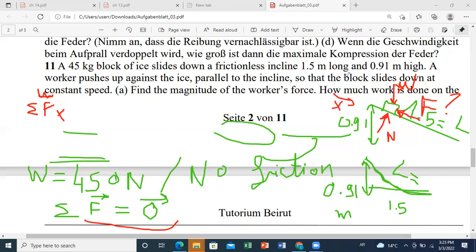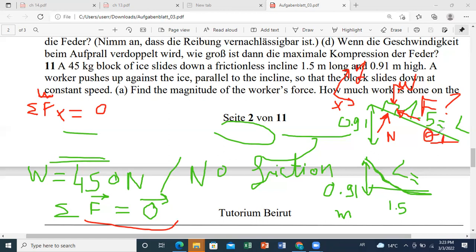And this is y. So if we project along x, the forces along x are the projection of the weight. Now, as usual, whenever you want to project the weight, you need to know the angle of the incline, theta.